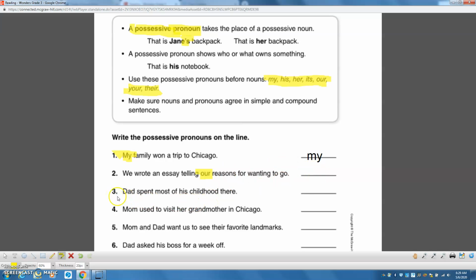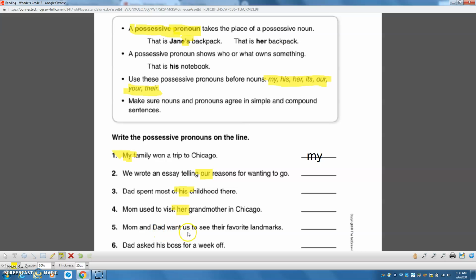For number 3, Dad spent most of his childhood there. Okay, so his is our possessive pronoun. The childhood belongs to him. So his shows possession. Moving on to number 4. Mom used to visit her grandmother in Chicago. Her is our possessive pronoun showing that the grandmother belongs to her.